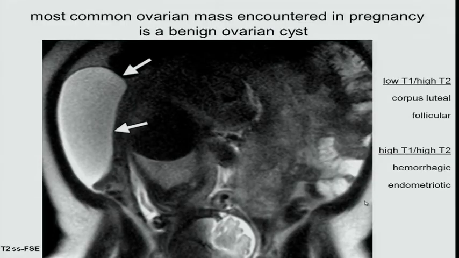Okay, so the most common ovarian mass is a benign cyst, and a benign cyst can be a corpus luteal cyst. In the first trimester, they can be pretty big because that corpus luteal cyst is responsible for supporting that pregnancy until the placenta can take over. It's got a big job. Okay, it can be a follicular cyst.